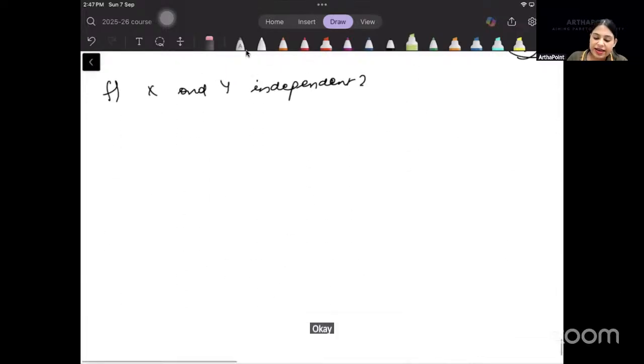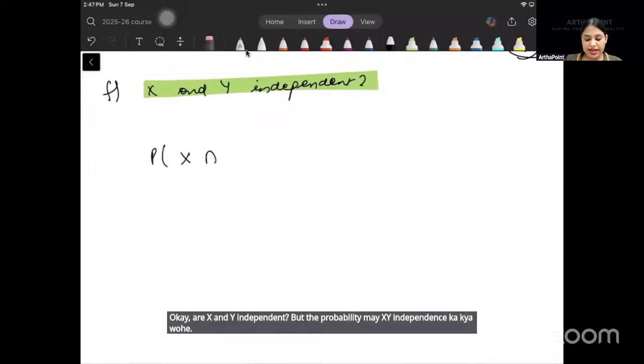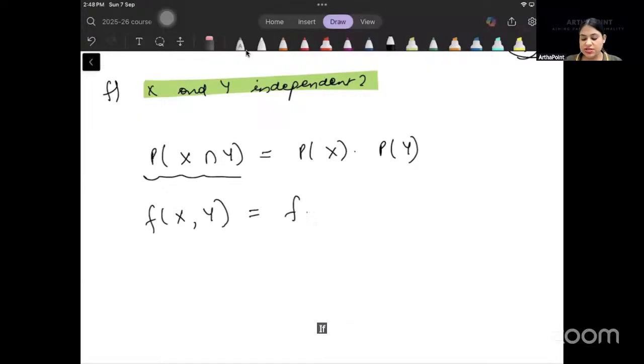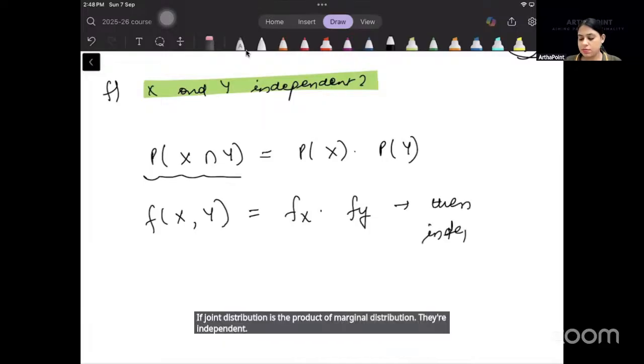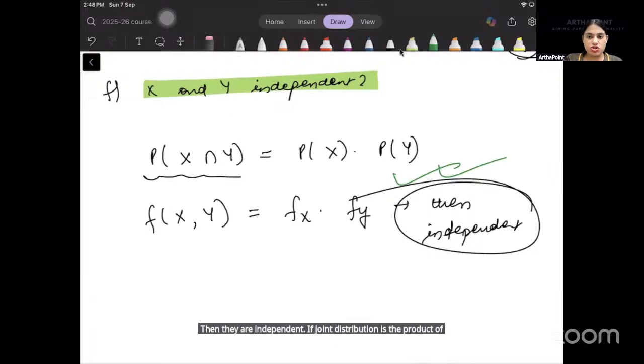Okay. Are x and y independent? बेटा probability में X Y independence का क्या होता है? Probability X intersection Y should be equal to X into Y. X intersection Y means X and Y, माने इस case में हो गया joint distribution. If joint distribution is the product of marginal distributions, then they are independent events.